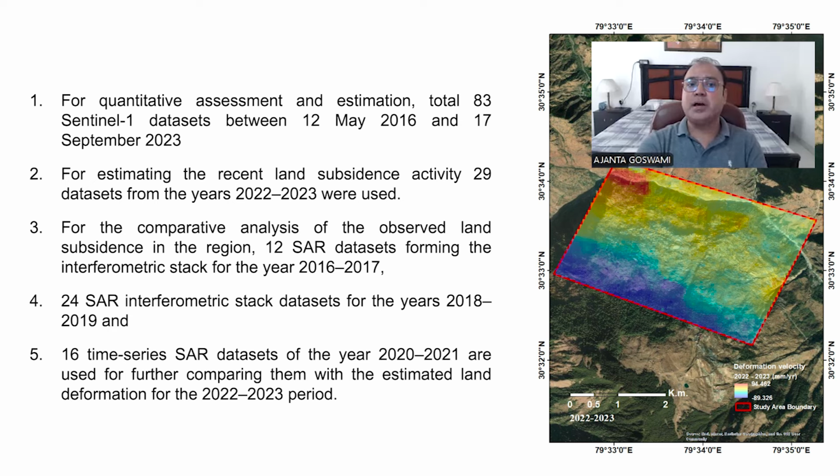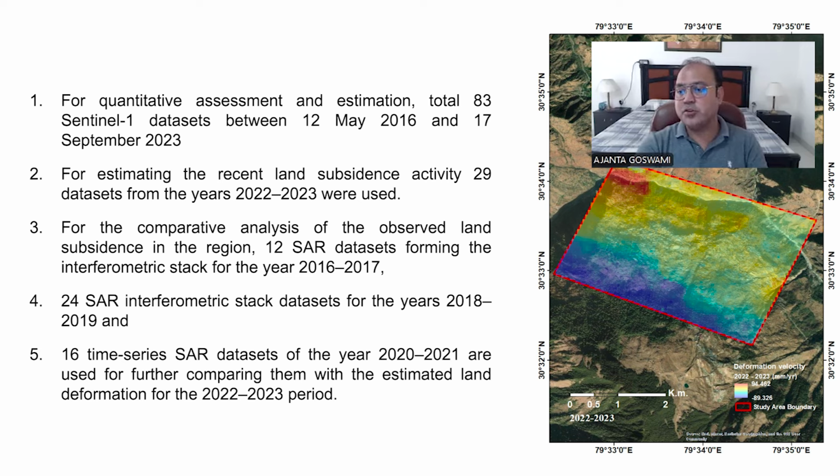Beyond that, we have used the recent land subsidence activity 29 datasets from the years 2022 to 2023. For comparative analysis of the observed land subsidence in the region, 12 SAR datasets forming the interferometric stack for the year 2016 and 2017 were also used. 24 SAR interferometric stack datasets for year 2018 to 19 and 16 time series SAR datasets of the year 2020 and 21 are used for further comparing them with the estimated land deformation. So this is the result for one particular time frame, which is from 2022 to 23.